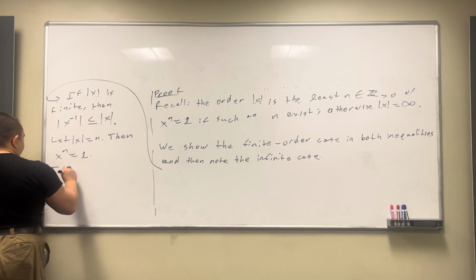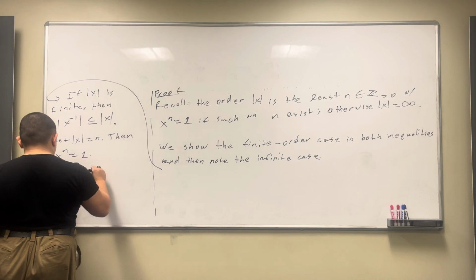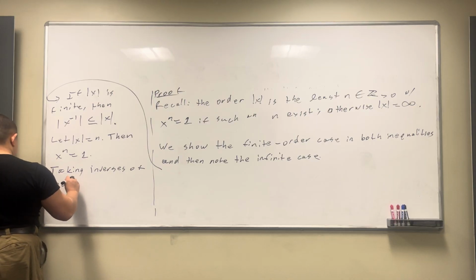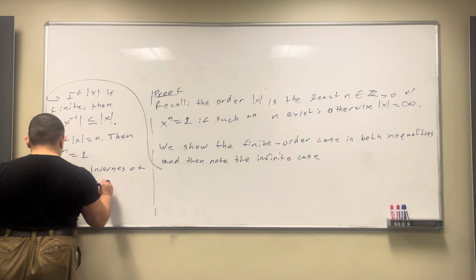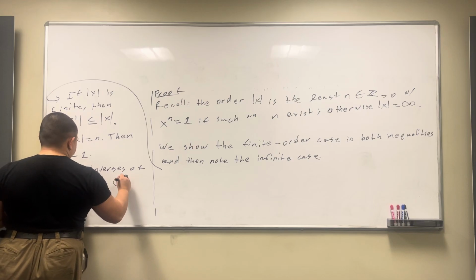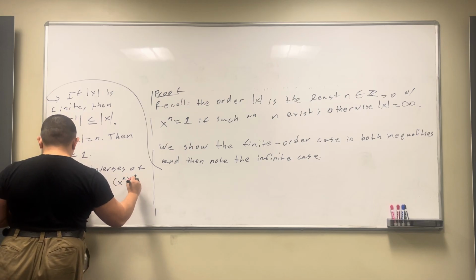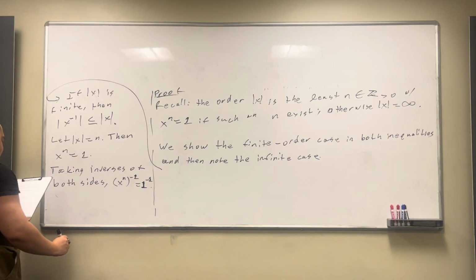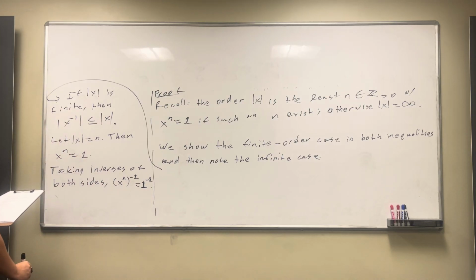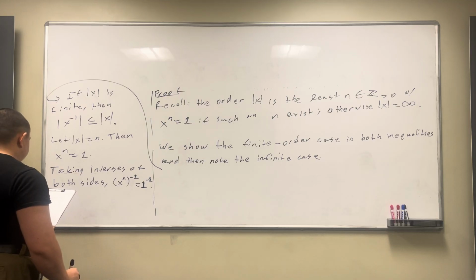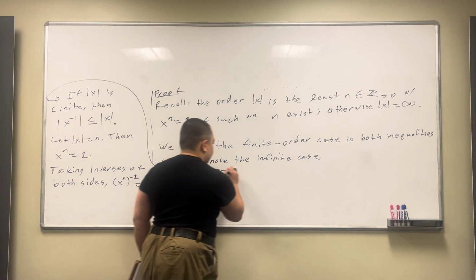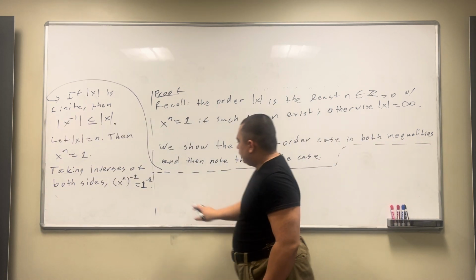Taking inverses on each side, we've got that (x to the power of n) to the power of negative 1 is equal to 1 to the power of negative 1. Now, what can we do here? Well, let me do this. Carton this off.